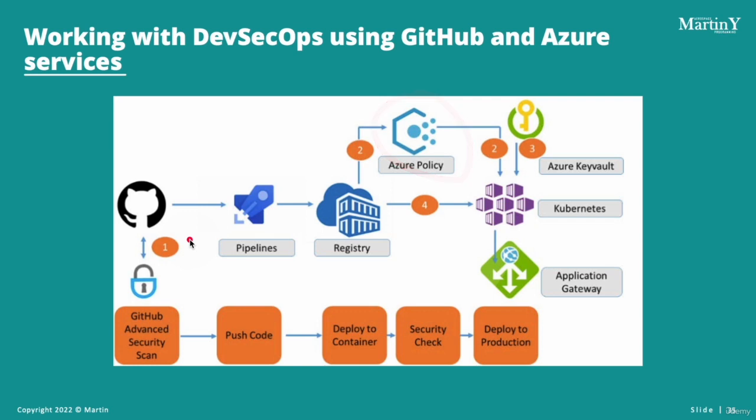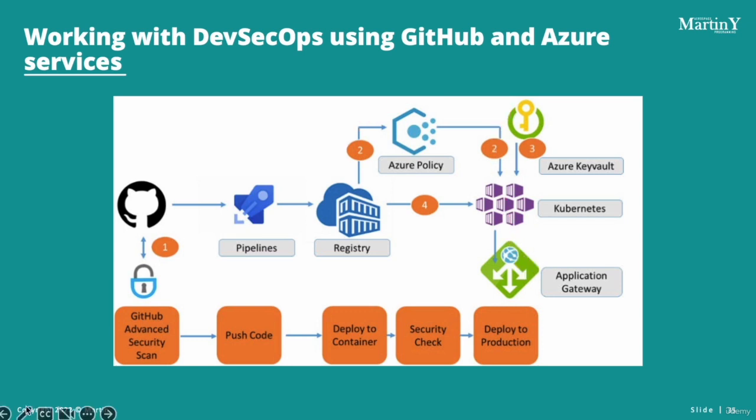First we push the containers, and after that, in the next step, we're validating against the Azure policy. After that, the appropriate security keys right here are fetched to authenticate the containers to the Azure Kubernetes Service. Only when all checks have passed successfully will the code then be pushed to the application gateway.